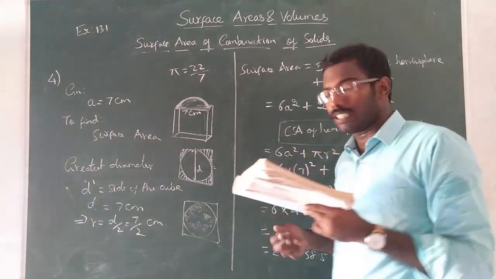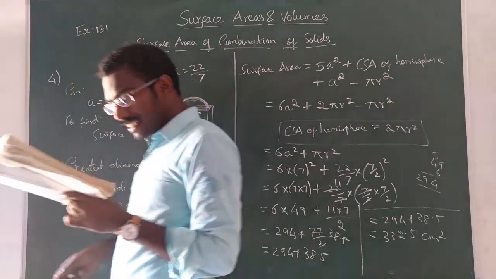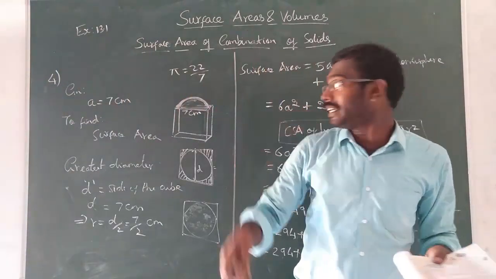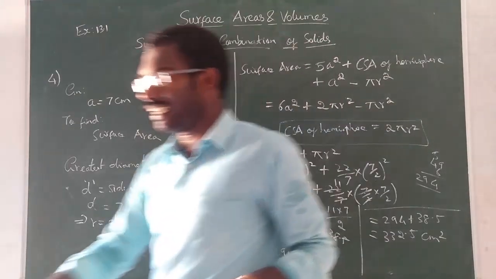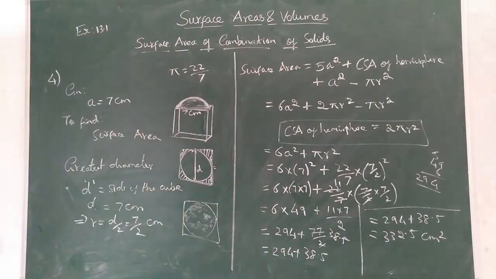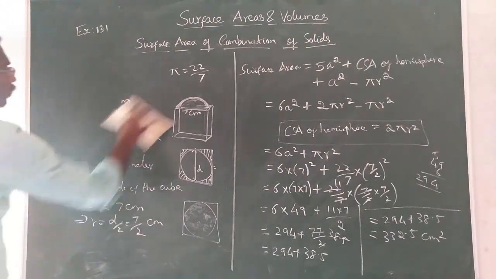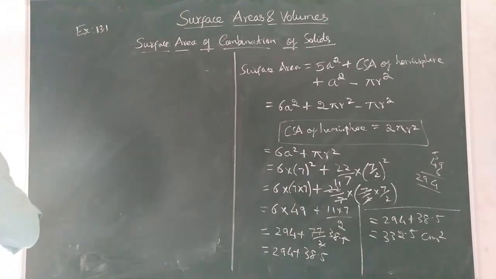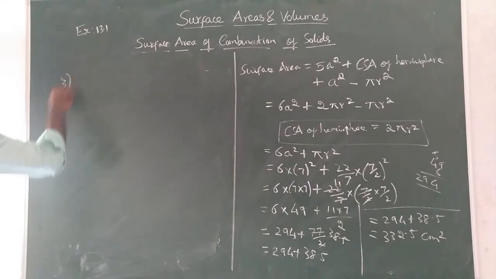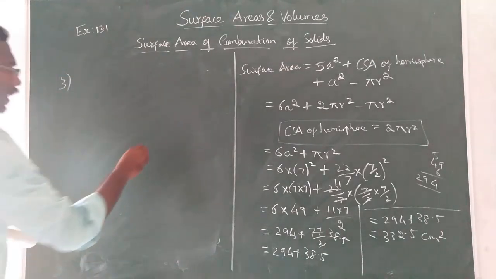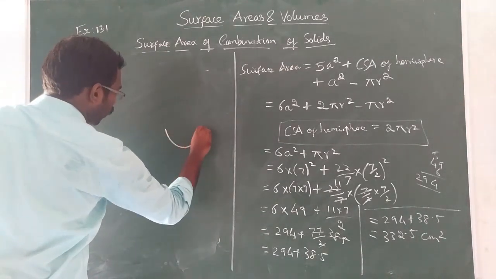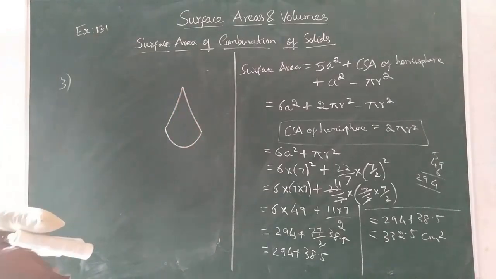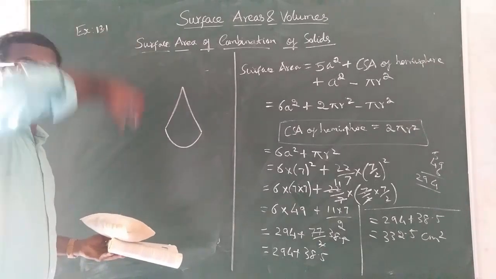So in the third sum, what is that? A cone is mounted on a hemisphere. I will just give a hint so that you can do the homework. I hope you copied it down. Cone mounted on the hemisphere means the hemisphere will come down and the cone will come up. Mounted by the hemisphere would mean the cone comes down and the hemisphere is up.